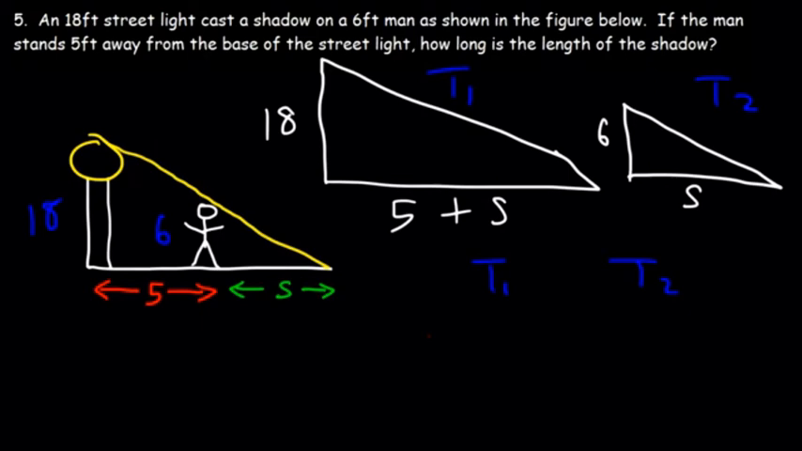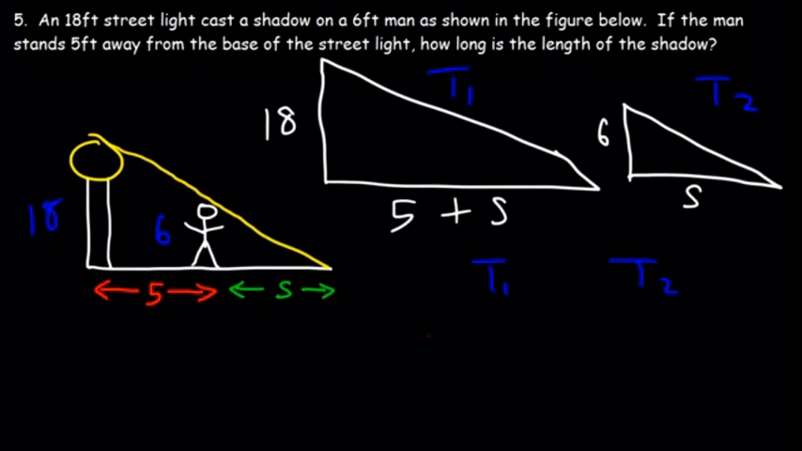So now let's double check the work that we have. Let's make sure that the ratio between the base and the height is the same. So for the first triangle, this is 18 and this is 6. And for the second triangle, this is 2.5. And this is going to be 5 plus 2.5, which is 7.5. The length of the shadow was s, that's 2.5, and the person was 5 feet away from the street light. So therefore, the length of the entire triangle is 5 plus s, or 7.5.